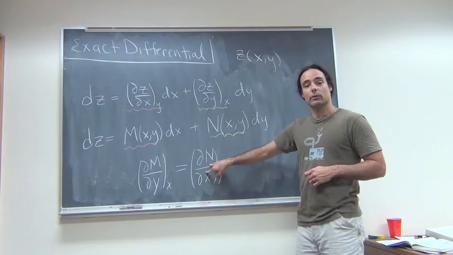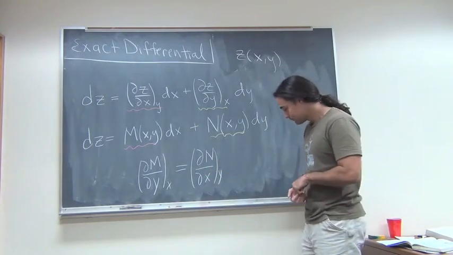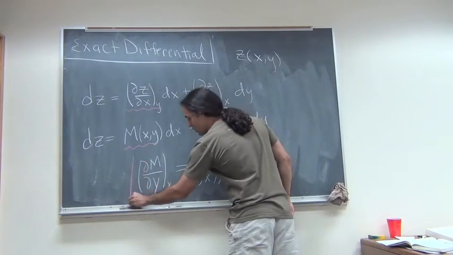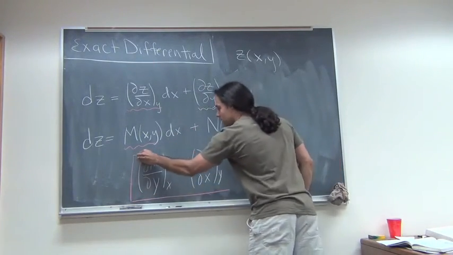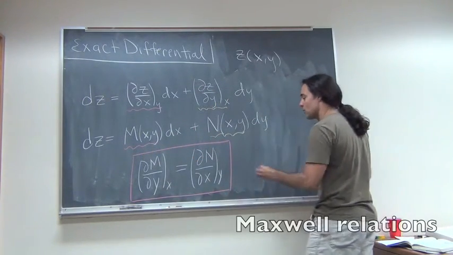This has got to be equal to each other if we have a state function. So this is a nice relationship to pay attention to. These are known as Maxwell relations.